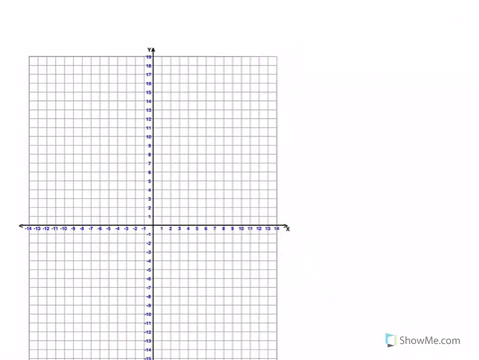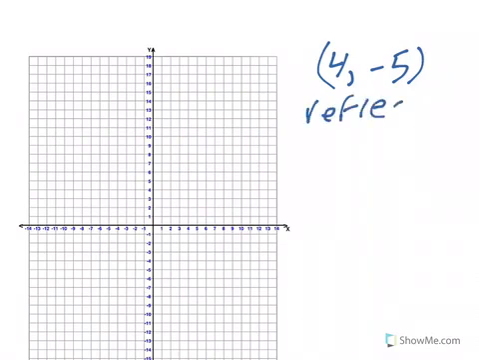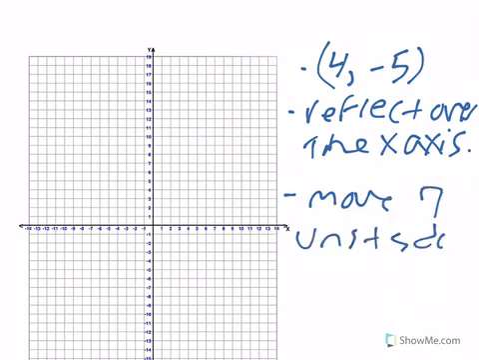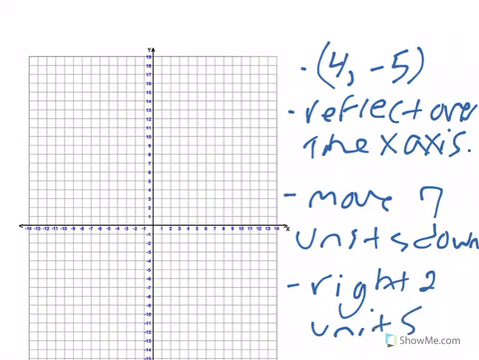All right. We're going to almost do this like a map. We're going to follow it like a map. So we're going to begin at 4, -5. That's our ordered pair. Then we're going to reflect over the x-axis. That's step 2, step 1. And then move 7 units down, and then move right 2 units. It's almost like you're being given directions. Where would you end up? Well, let's take a look.